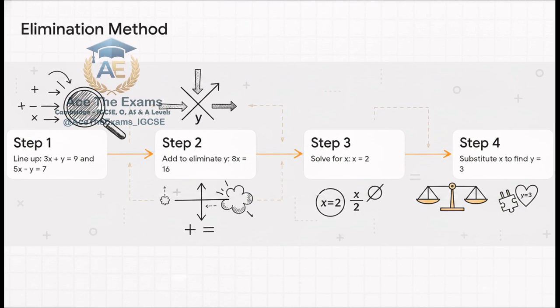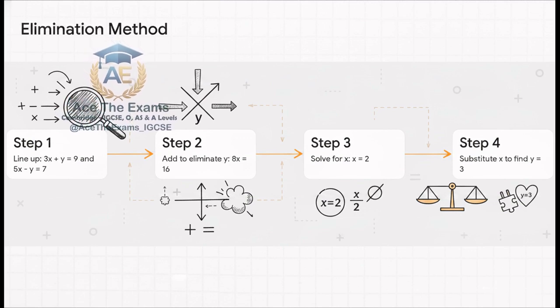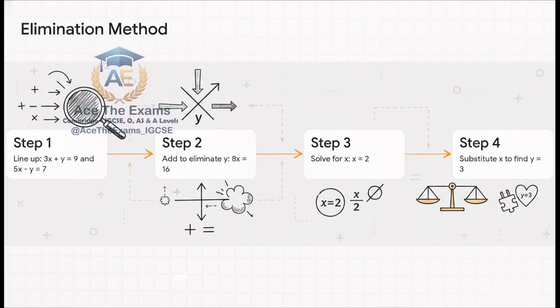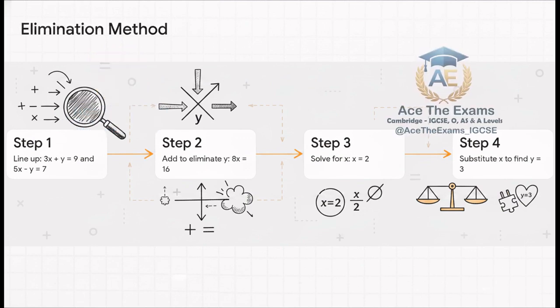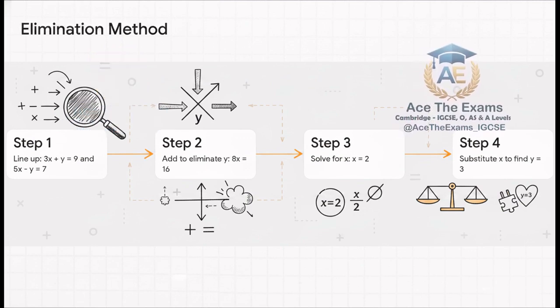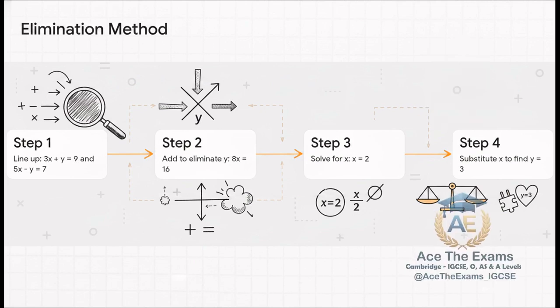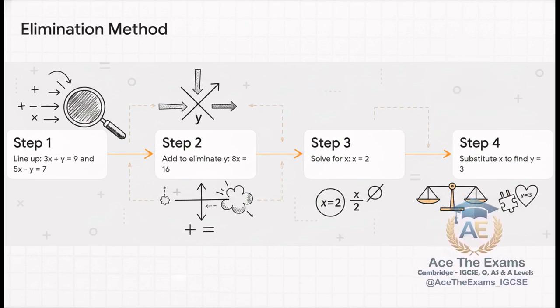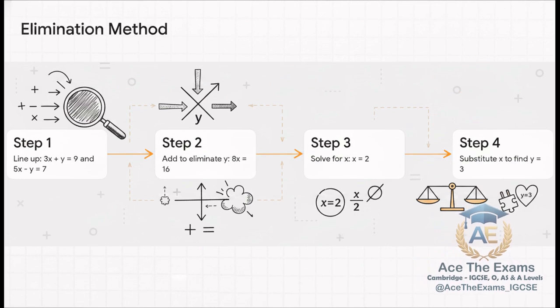Step 3, solve for x. Just divide by 8 and x equals 2. Final step, substitute that 2 back into the first equation. 3 times 2 is 6. So 6 plus y equals 9, which means y absolutely must be 3. So our shared truth is x equals 2 and y equals 3.